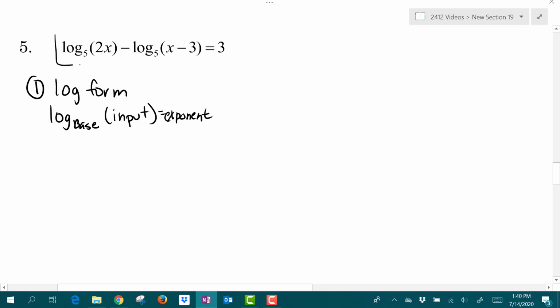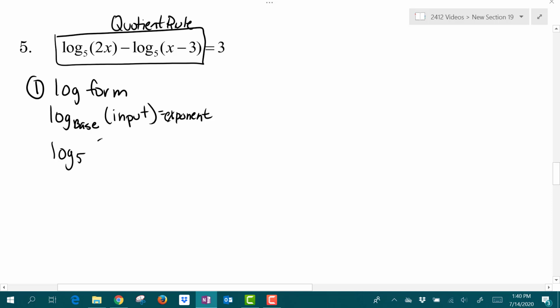Alright, so when I look up here, I see that I have two logs. But this time I'm subtracting in between, and so this represents that quotient rule. So to condense this down into one log, I'm going to write log base 5. But since I'm subtracting, I will be dividing inside of that single log. The positive log is going to have the top of the fraction. The negative log is going to give me the bottom of the fraction.